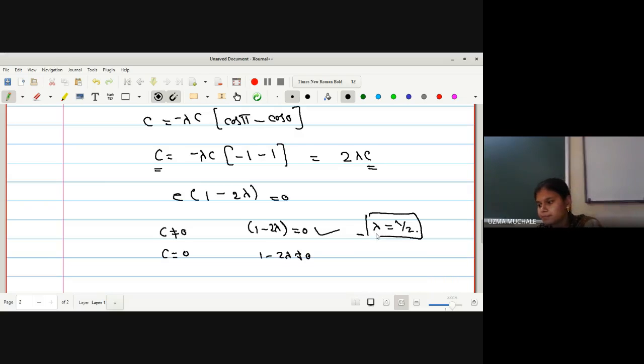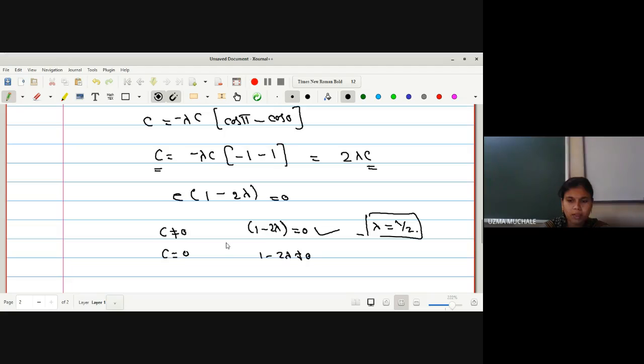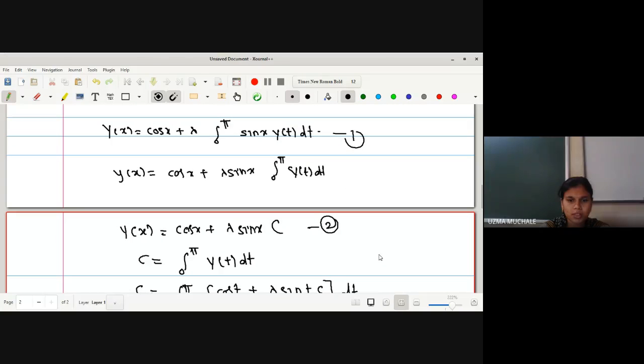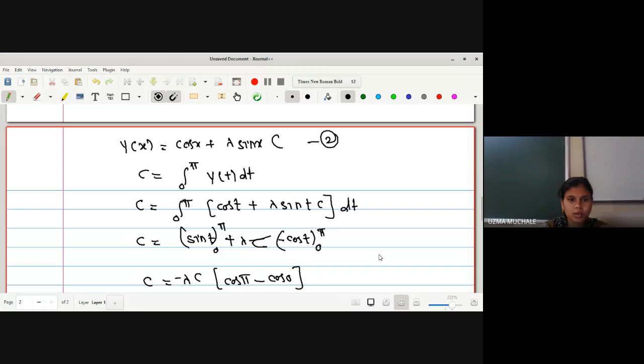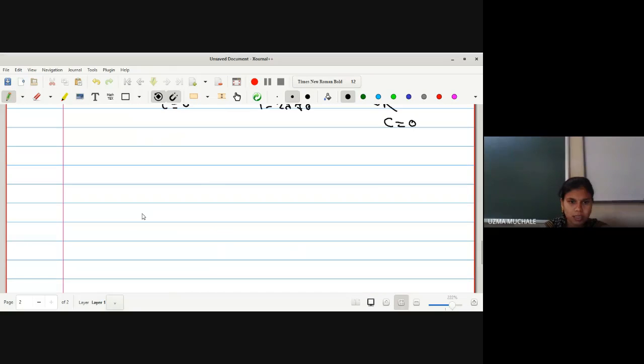Yes, ma'am. So two cases: either 1 minus 2 lambda equal to 0, which means we get lambda equal to half, or the other case is c equal to 0. If I get c equal to 0, what will be the resultant? If I put the value of c equal to 0 in equation 2, we get the solution cos x. Correct? Let me write down this equation: cos x plus lambda sin x into c.